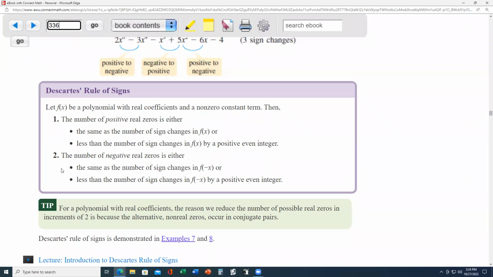Furthermore, this theorem goes on to say the number of negative real zeros that this polynomial function will have is equal to the number of sign changes that occur in the function evaluated at negative x, or less than the number of sign changes in f of negative x by a positive even integer.